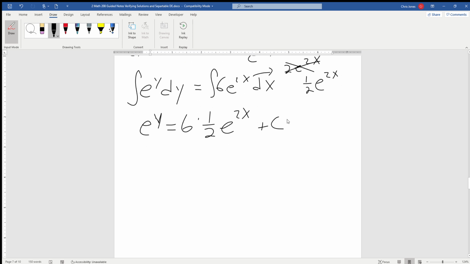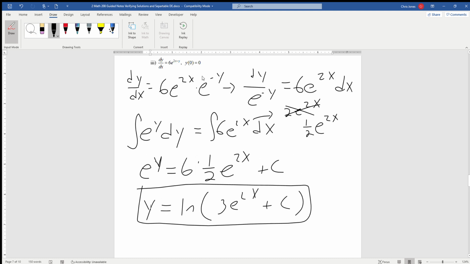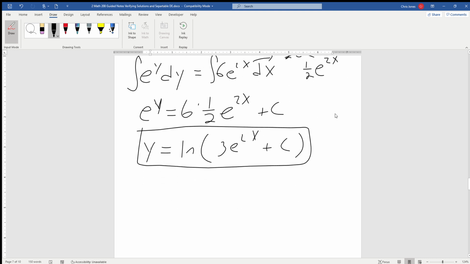If we solve that for y, to get the general but explicit solution, we're going to take the natural log of both sides. So y is going to be equal to ln of 3e to the 2x plus c. That's our general solution. However, we want the particular solution. The particular solution says, what does the curve look like when y at 0 is 0? So this is our family. That's our general.